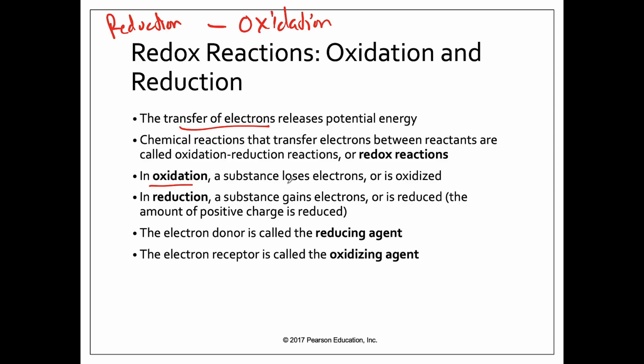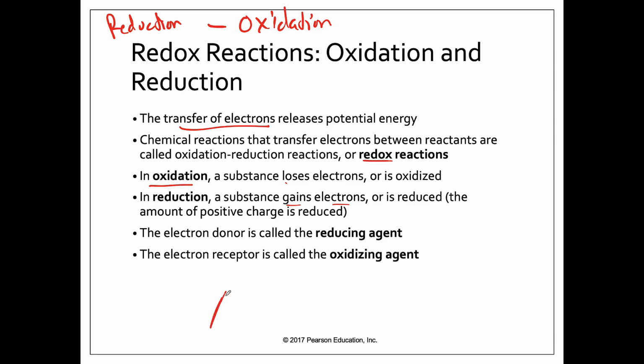Oxidation occurs when you lose an electron. Reduction occurs when a substance gains an electron. So hopefully you can see how these are linked. If one substance loses an electron, it's oxidized. The substance that gained the electron is reduced. So you can't have oxidation without reduction. They're always going to come hand in hand. So we just shorten this to redox.